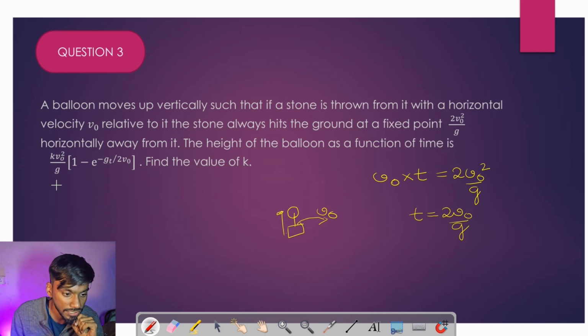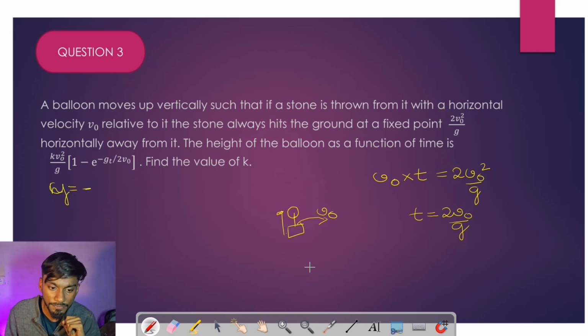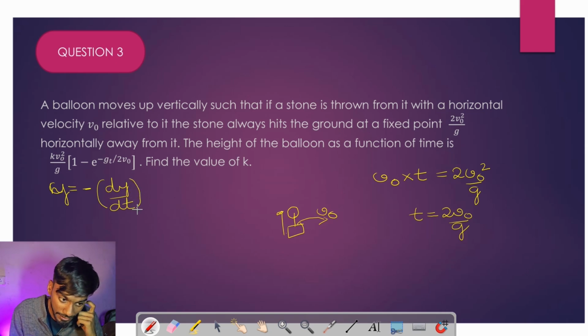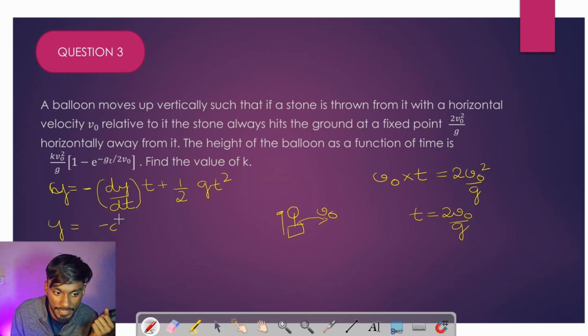Now suppose y is equal to minus velocity times t. The velocity is nothing but dy by dt. Why have I taken minus? Because it is opposite to the motion of the balloon. So minus dy by dt times t. Then y is equal to vt plus half g t square. So y is equal to minus dy by dt times 2 v naught by g, plus half times g into t square, which is 4 v naught square by g square.